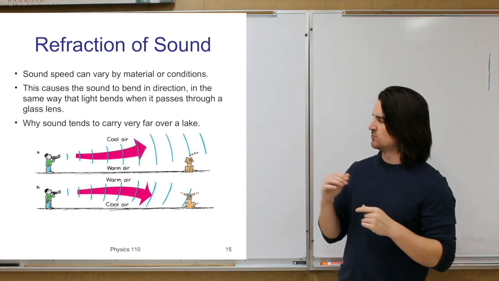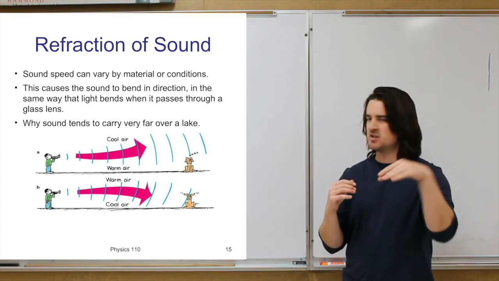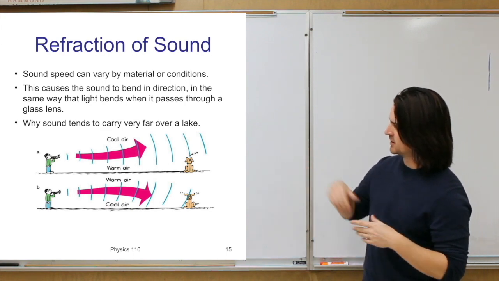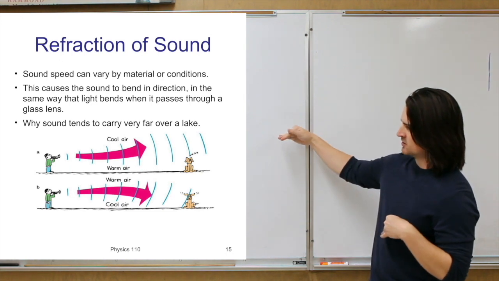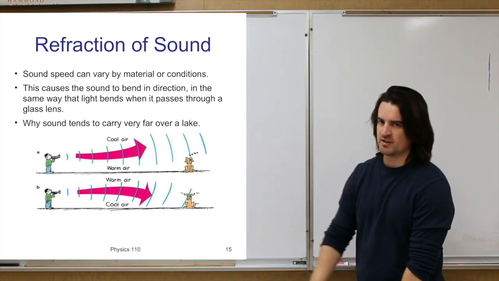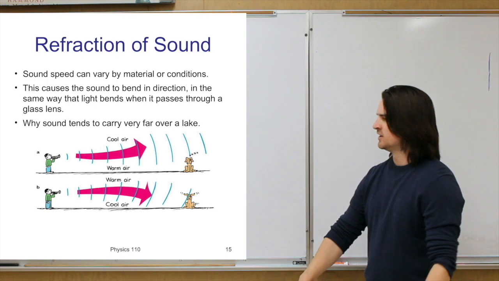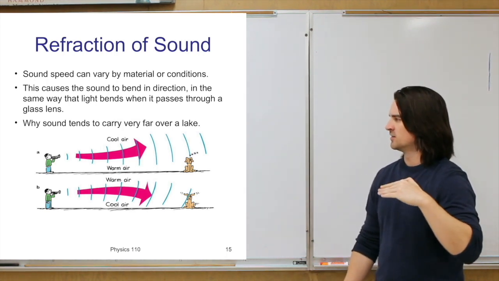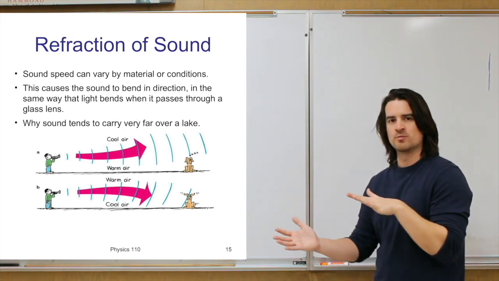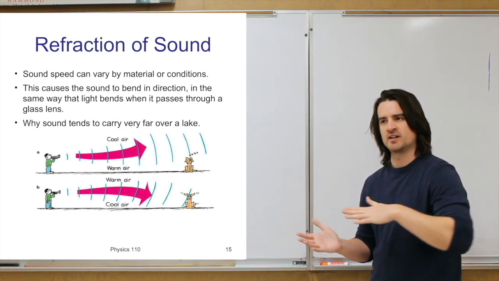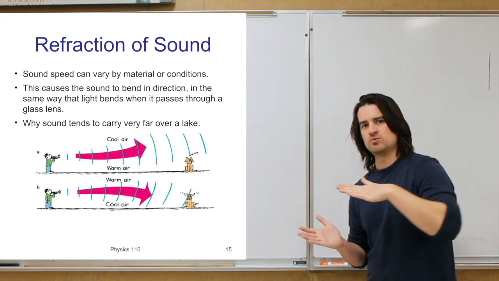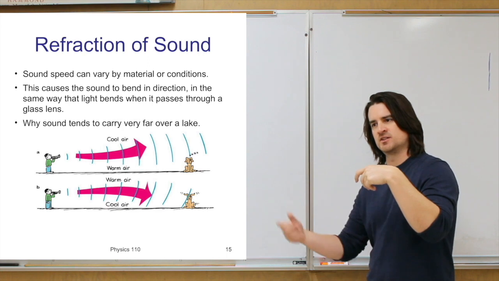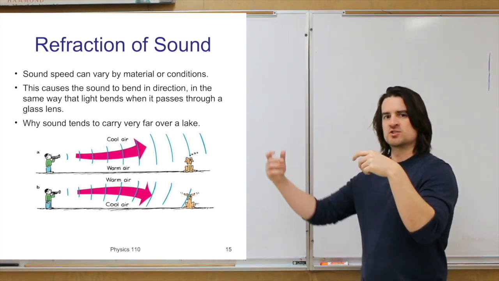So, for example, in the picture we're showing here, this guy is playing a trumpet or something like that, and in one case, on the top here, the air right near the surface is very warm, and the air above is cool. In that case, the sound travels quicker through the warmer air and slower through the colder air. You can imagine it's like two wheels of a car, where one wheel is going a little bit slower than the other wheel. That means the car is going to start to turn.